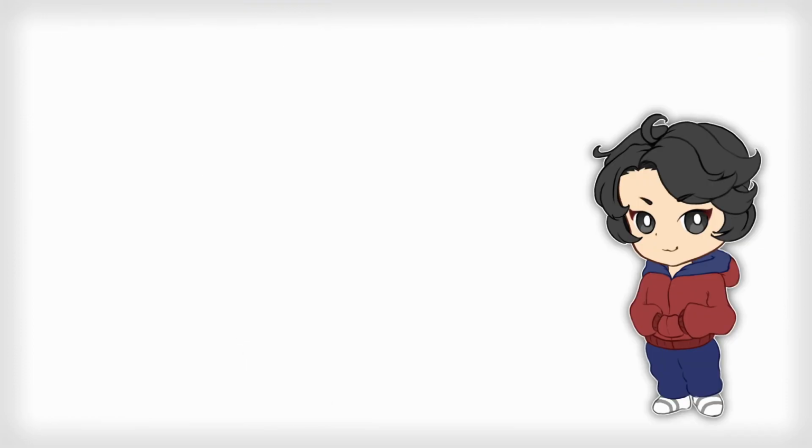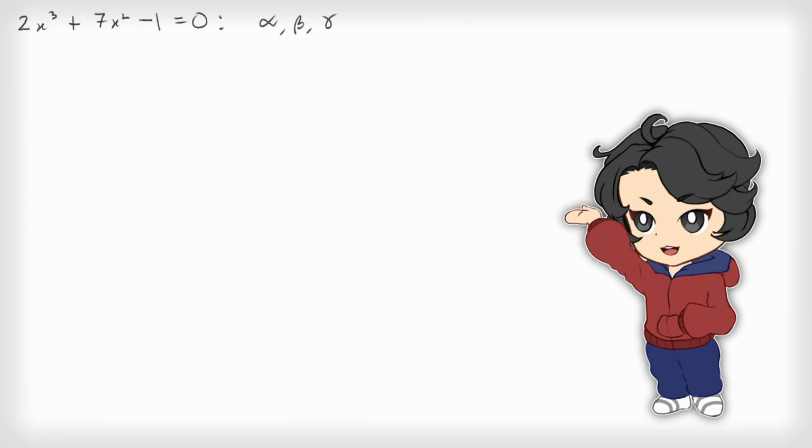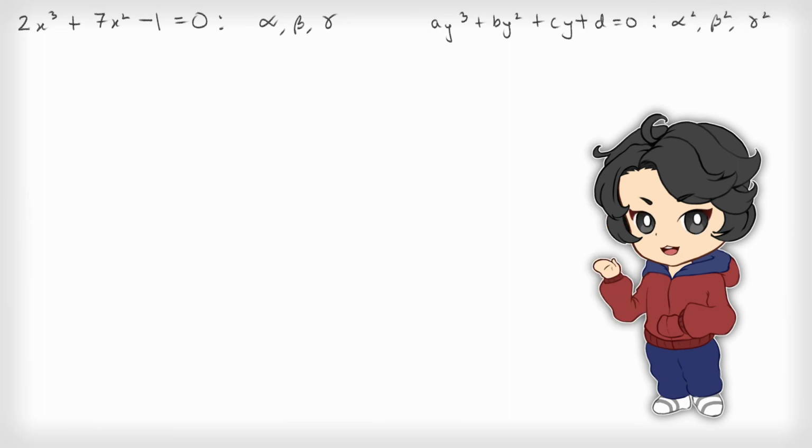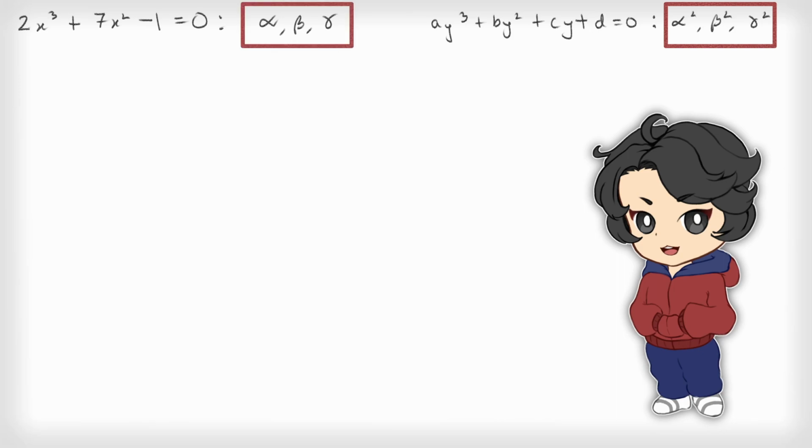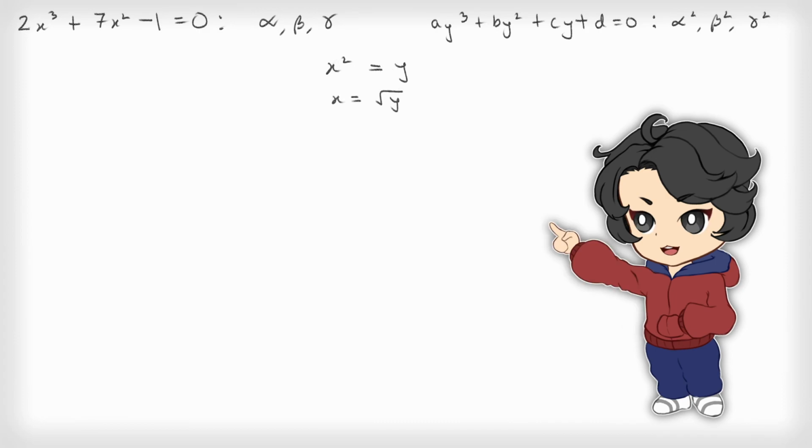For example, let's say one polynomial 2x cubed plus 7x squared minus 1 equals 0 has the roots alpha, beta, and gamma. Then there is also a second unknown polynomial, a y cubed plus b y squared plus c y plus d equals 0, with roots that are alpha squared, beta squared, and gamma squared. We need to figure out what the second polynomial itself is. Since the roots of y are just the square of the roots of x, it would mean that y itself is the square of x. And so, we can substitute y into the function of x like this, obtaining this equation.